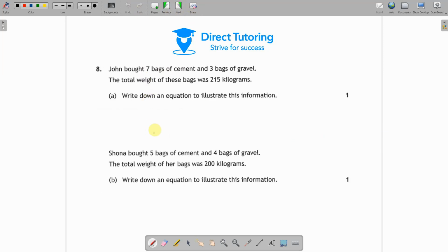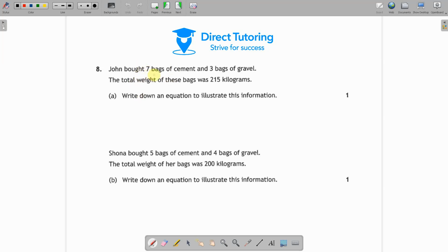Now question 8 is a series of 3 parts. It's a simultaneous equation. Part A and part B are you having to create the equations, and part C is you have to solve them. So part A and part B are very, very straightforward. All we have to do is make sure we use the correct convention.